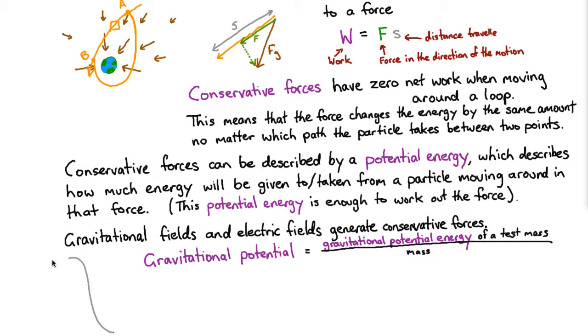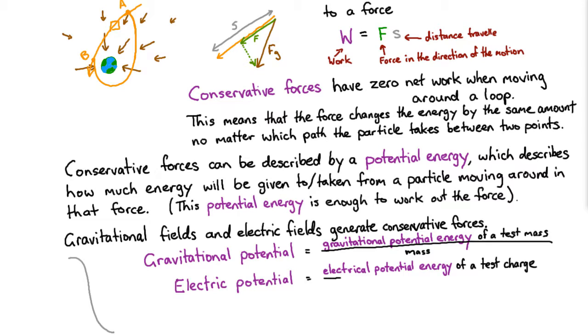If I know I have a 200-meter hill on Earth, I know exactly how much energy I would get out of every possible test mass. And in exactly the same way, we define the electric potential to be the electrical potential energy of a test charge divided by that charge.